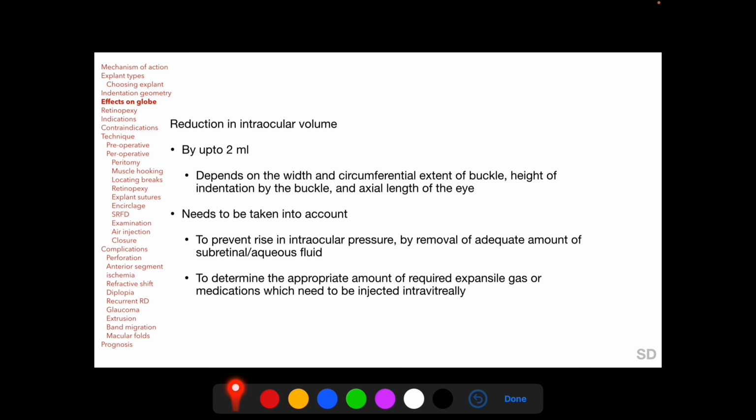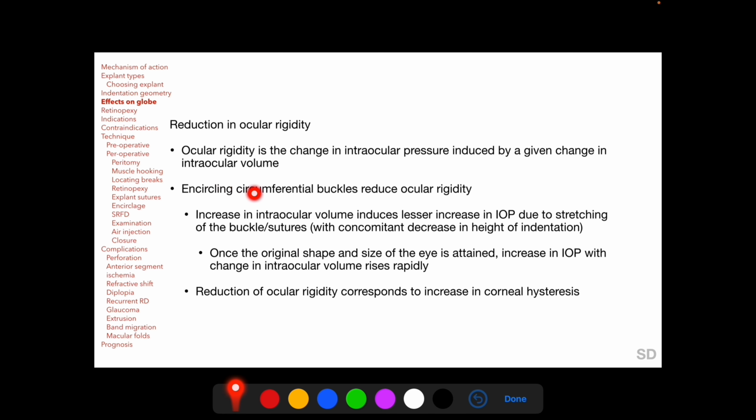Scleral buckling reduces intraocular volume by up to 2 milliliters, which needs to be taken into account to prevent a rise in intraocular pressure by removal of adequate amounts of subretinal fluid or aqueous, and to determine the appropriate amount of required expansile gas or medications which need to be injected intravitreally. Encircling circumferential buckles can reduce ocular rigidity, which implies increases in intraocular volume inducing a lesser increase in intraocular pressure due to stretching of the buckle or the sutures.